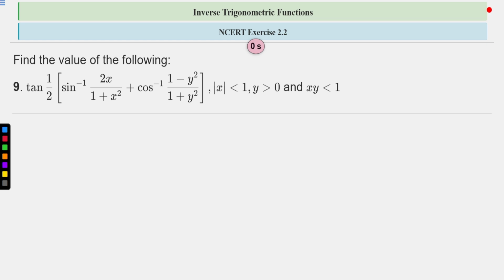Okay, the hint of this question is you can convert sin inverse 2x upon 1 plus x square in terms of tan x, right? And convert cos inverse 1 minus y square upon 1 plus y square also in terms of tan y, right? Clear? And in this way, you will be able to simplify this, right? Okay, let us move to the solution part.